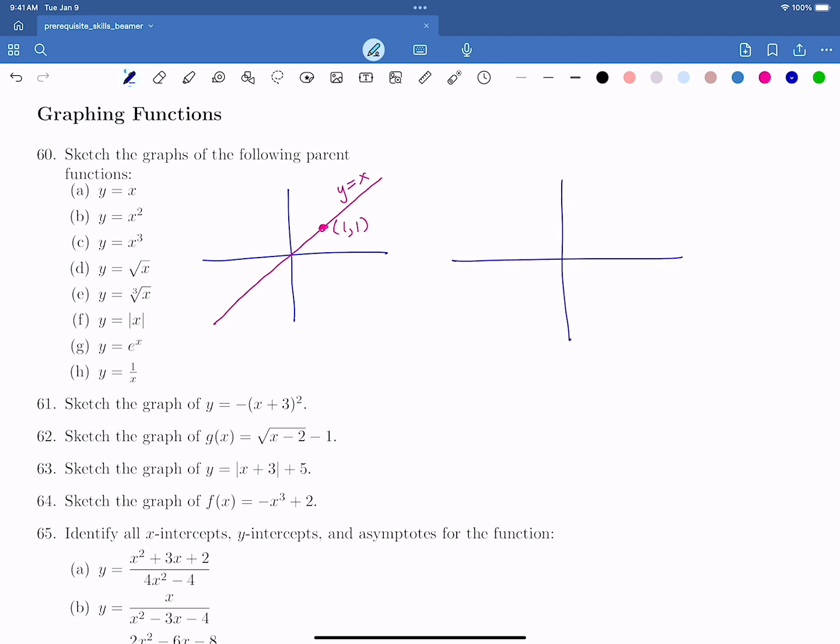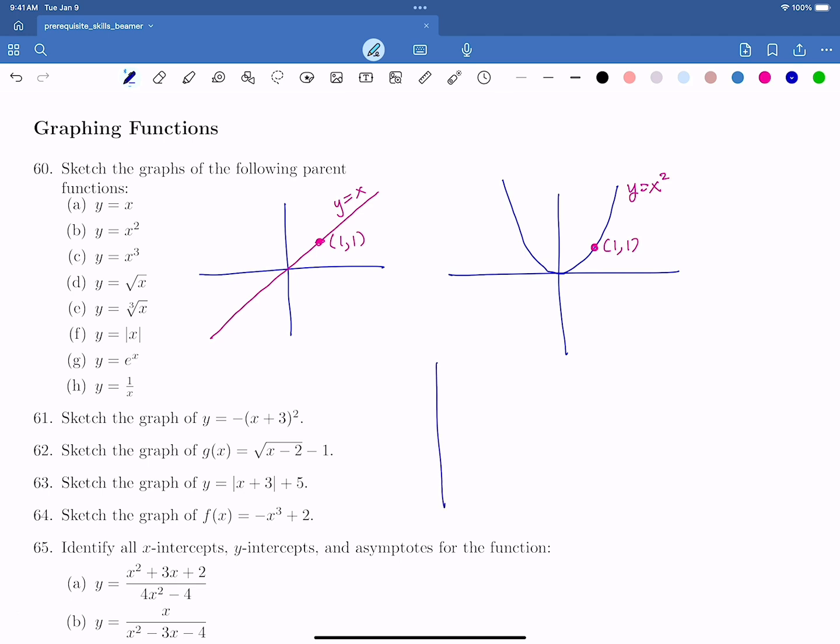That's a quadratic function. The graph looks like a parabola opening up. Here's the parent function. It also passes through the point 1, 1, y equals x squared, like so. Okay, the next one is y equals x cubed. The parent function looks like this, and it also passes through the point 1, 1.